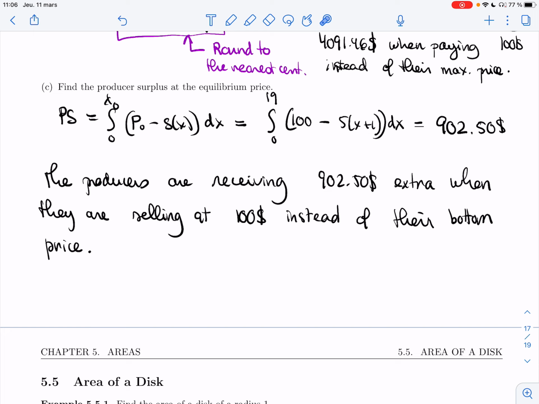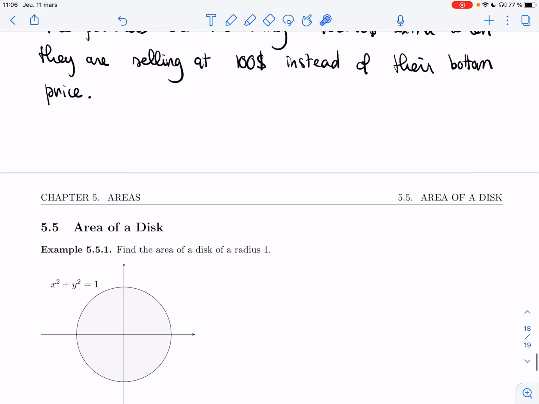In the next section, I'm going to do one extra example. I'm going to find the area of a disk. The only reason I'm doing that example is because it leads to an integral that we don't quite know how to integrate. And that's going to be what we learned in the next chapter, in chapter 6. So I want to show you how natural this type of integral is, and then we'll spend chapter 6 learning how to do it.